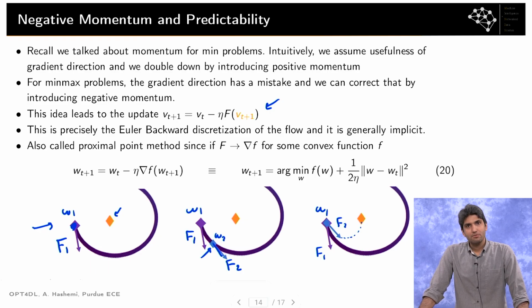There is actually a connection between this method and the Euler discretization, as well as an elegant idea in optimization. So let's talk about that. It turns out, as I'm going to show in the next slide, that this update we are talking about here is precisely what we call the Euler backward discretization, as opposed to Euler forward discretization, which leads to gradient descent. So this is another way to discretize the continuous time dynamics.